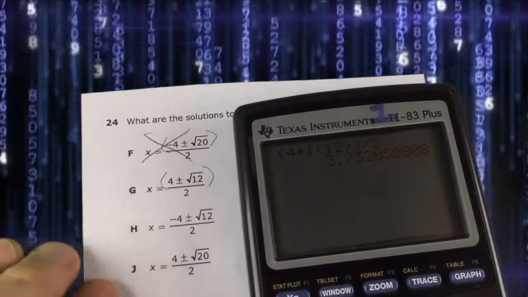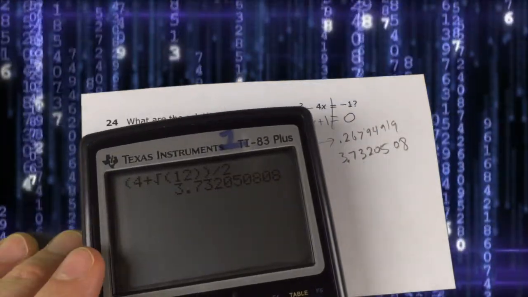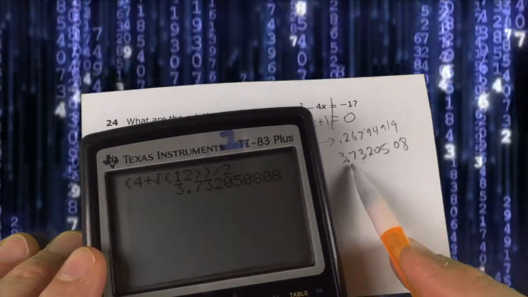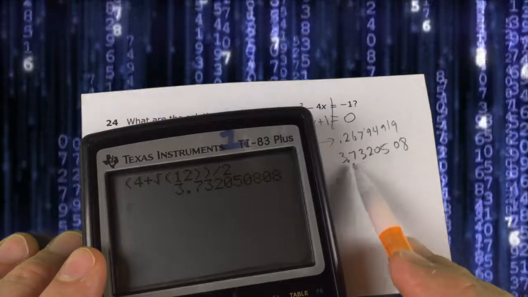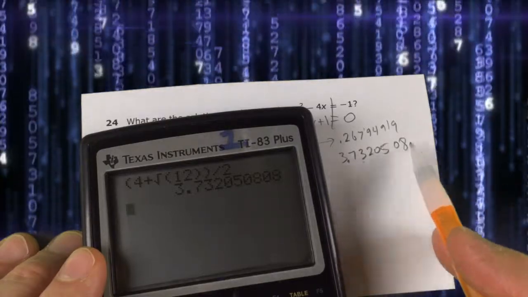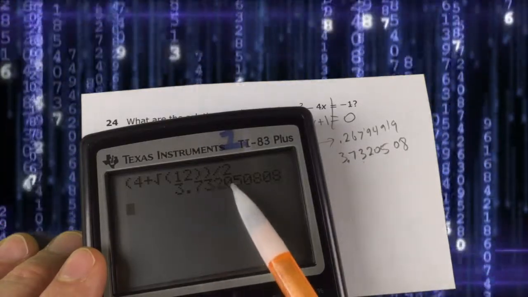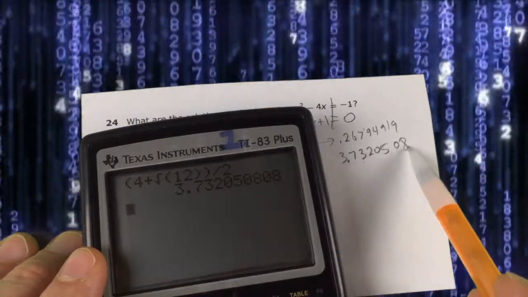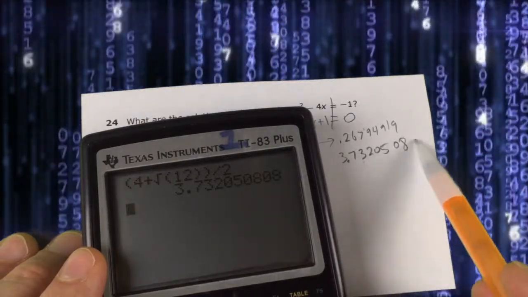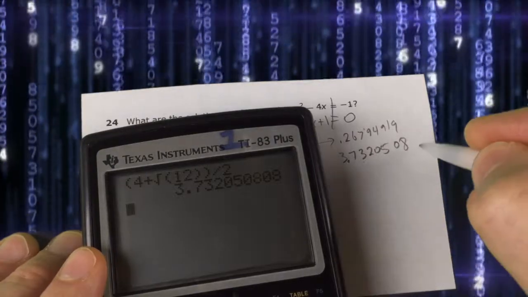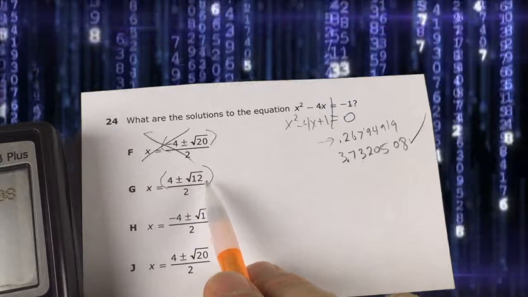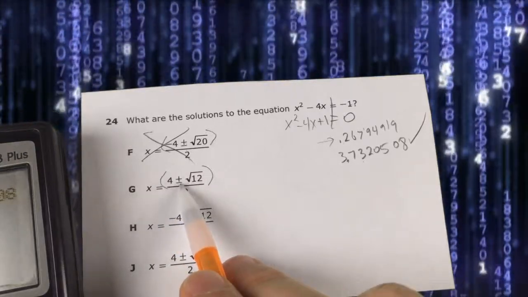Now I have 3.7320508, and so on. Everything I wrote down from the other one, it matches exactly. 3.7320508, 3.7320508. This one continues. This one didn't continue just because the screen ran out of space. But this is an exact match. So far, so good. Now we need to check the other one, do the exact same thing, but now it's going to be a subtract here.